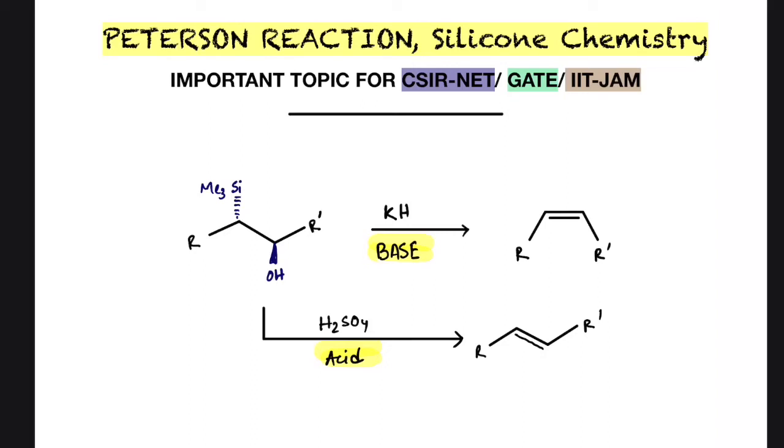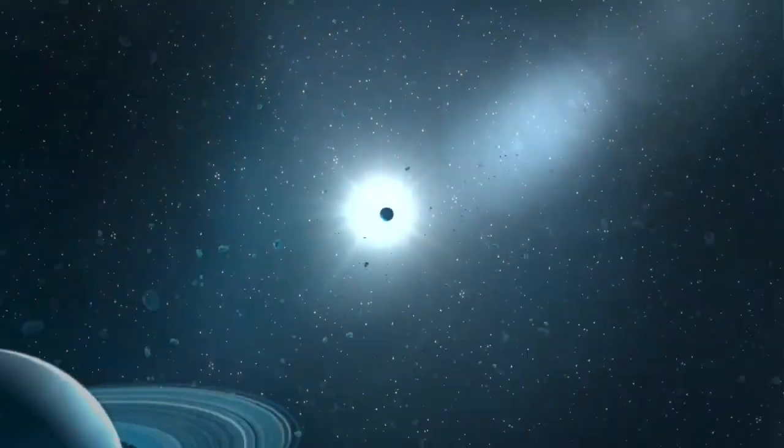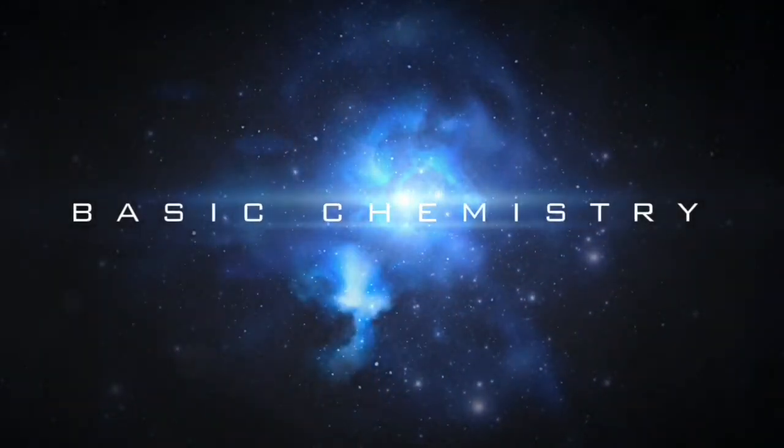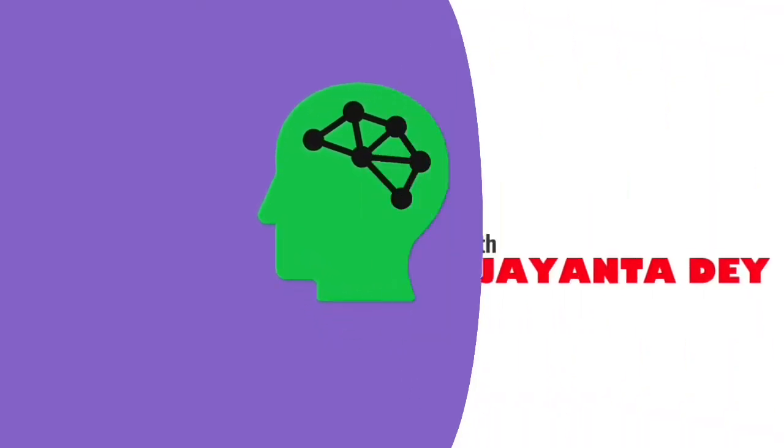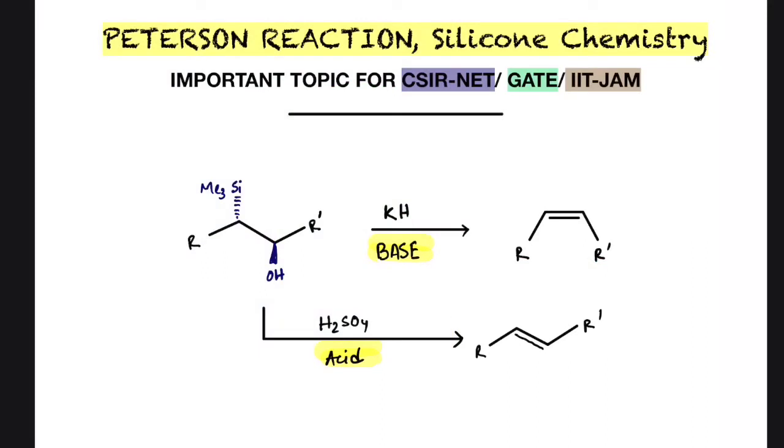Welcome to our next name reaction, the Peterson reaction. This type of reaction is very important for CSIR NET, GATE and IIT JAM, and this type of example has been frequently asked in every entrance examination. If we follow the reaction mechanism, this type of substrate acts differently in the presence of base and in the presence of acid. They give different types of products.